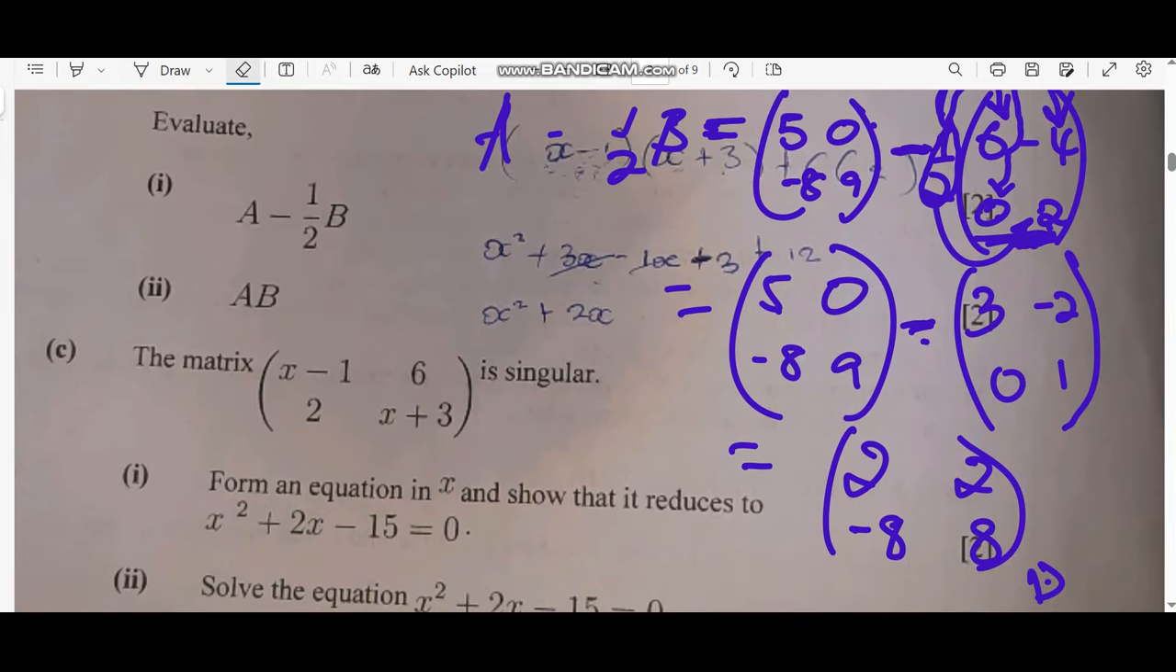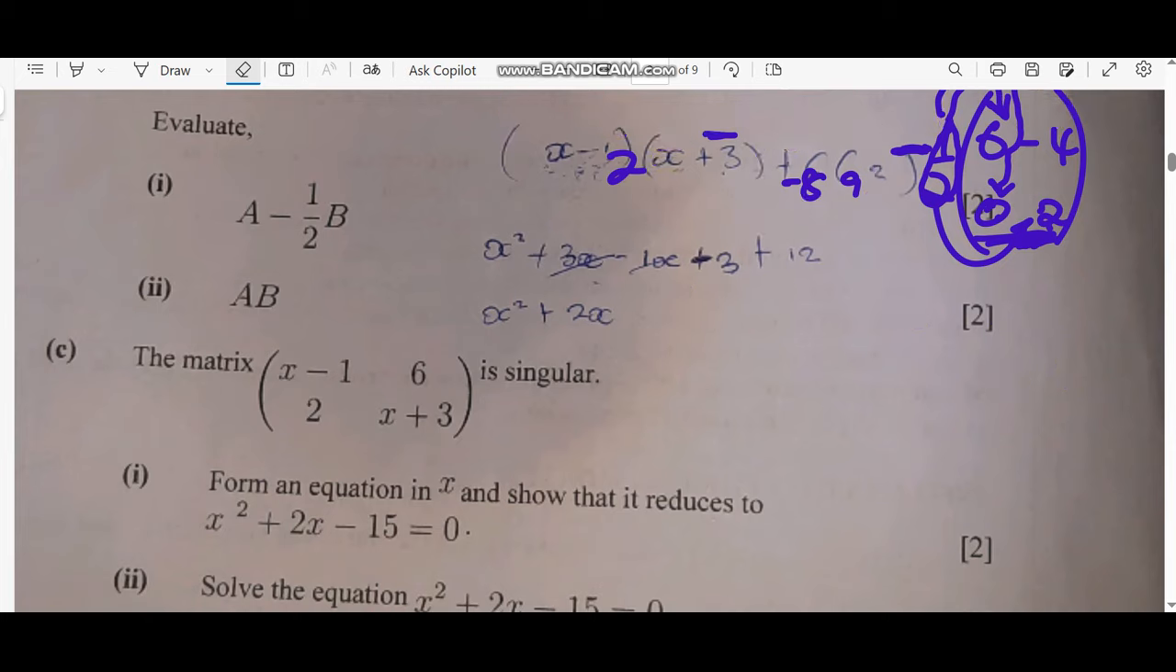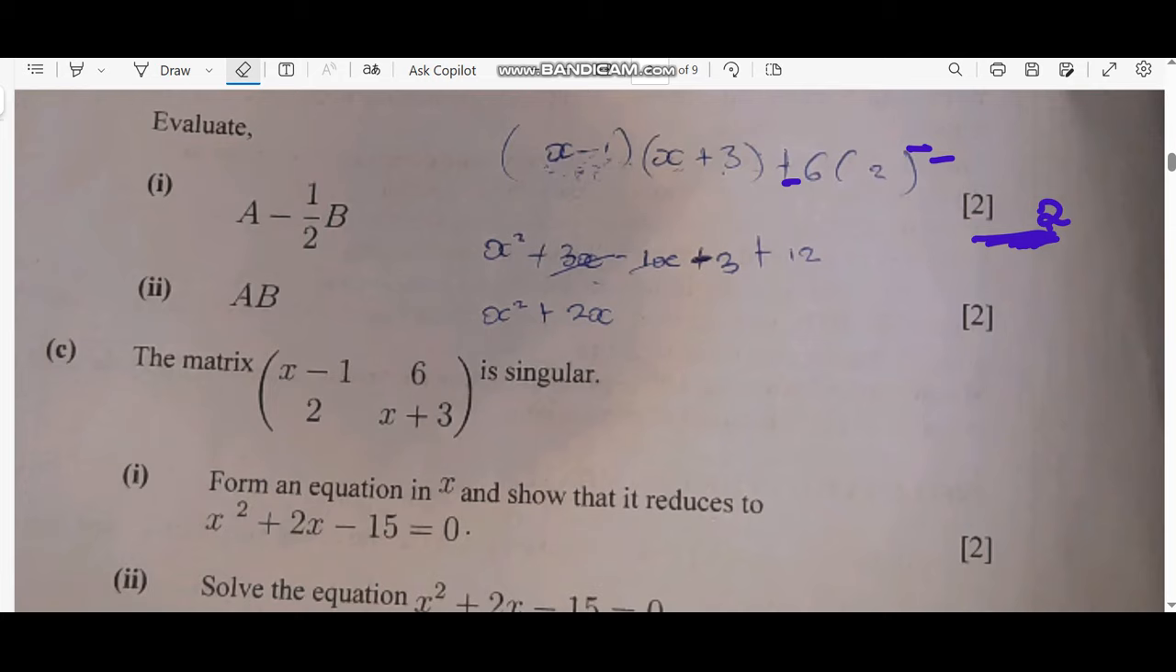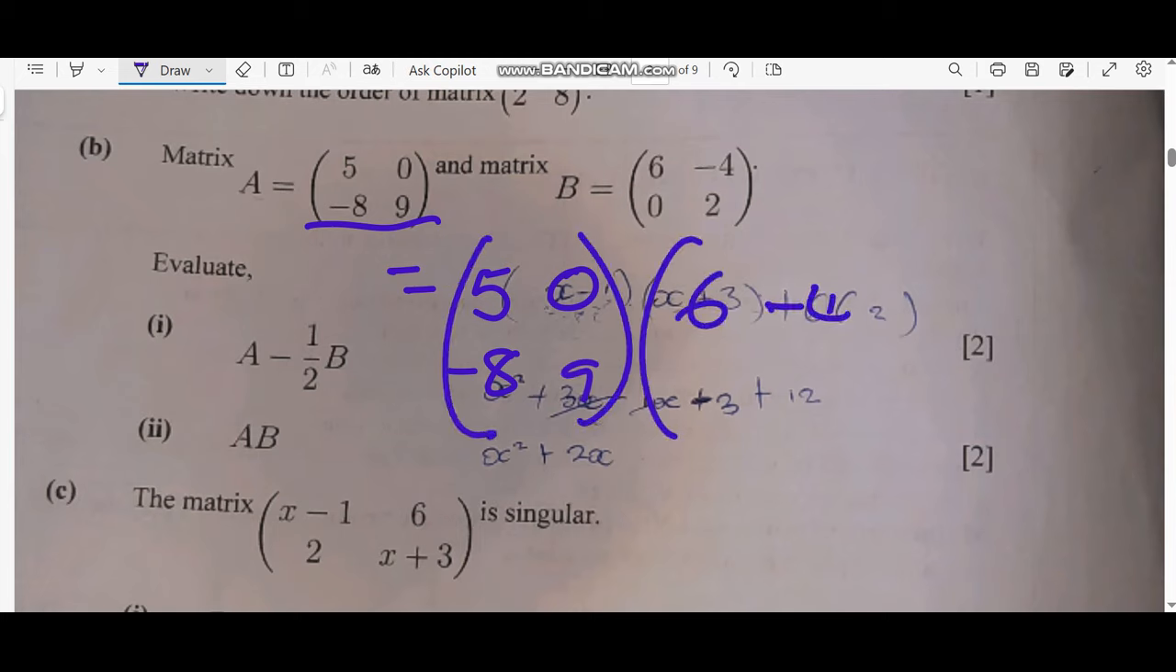AB means A times B. So we are going to multiply the value of A by the value of B. All right. So we're going to say A is 5, 0, minus 8, 9, multiplying 6, minus 4, which is the value of B, 0 and 2.